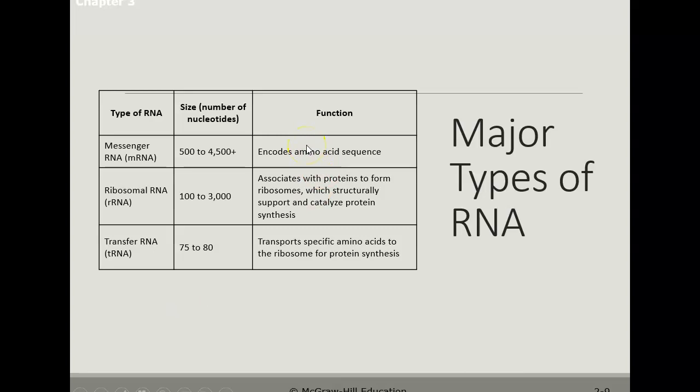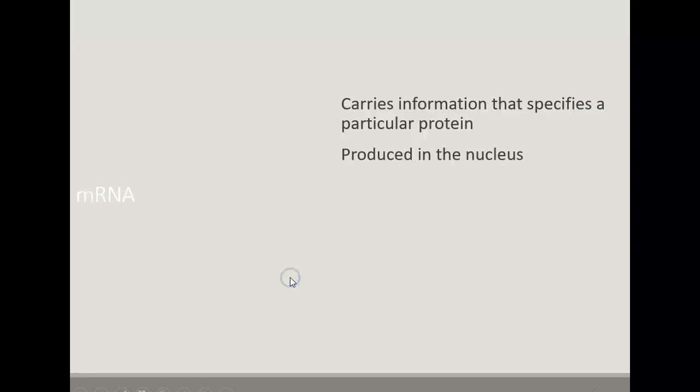So there are three major types of RNA that we're going to discuss: messenger RNA, ribosomal RNA, and transfer RNA. We refer to them as mRNA, rRNA, and tRNA. And each of these have a different function, and we'll go through these as we go along with today's lecture. So our messenger RNA first.